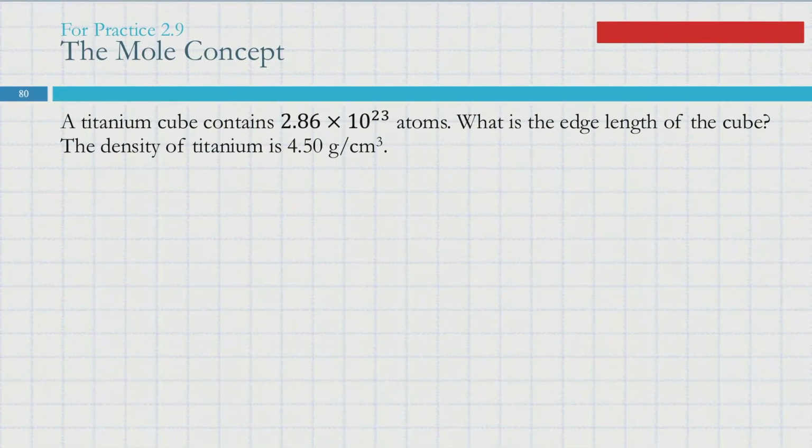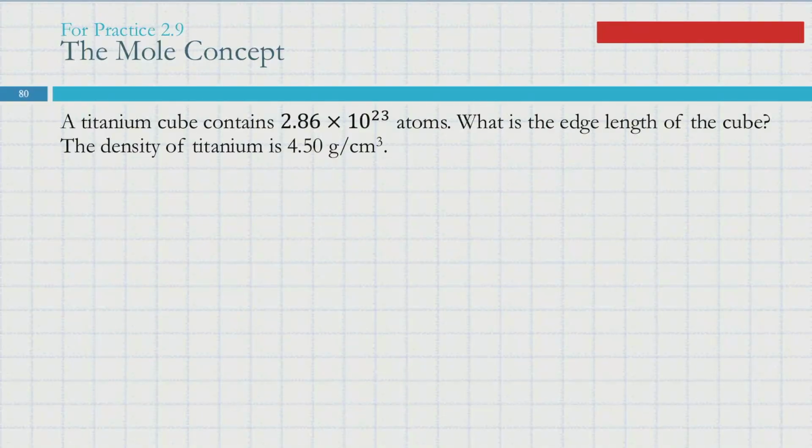All right, one for you to try, because this has a fun twist in it as well. A titanium cube contains 2.86 times 10 to the 23 atoms. What is the edge length of the cube? The density of titanium is 4.5 grams per cubic centimeter. So go ahead and give that a try. If you can't get to the edge length of the cube, at least try to get to the mass of the cube or the volume of the cube.